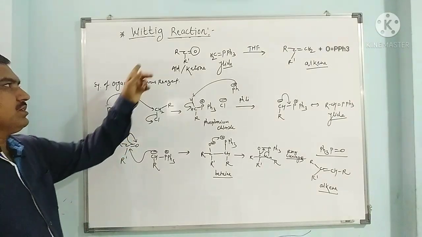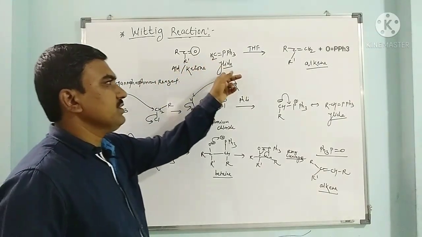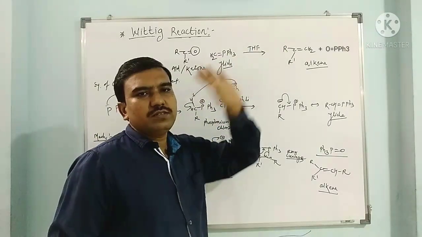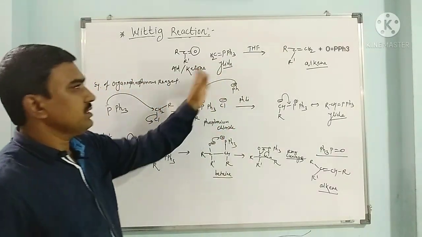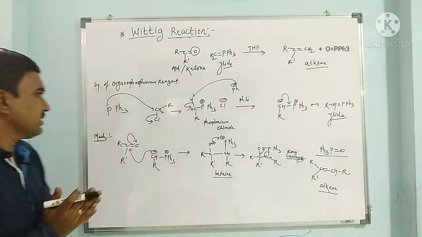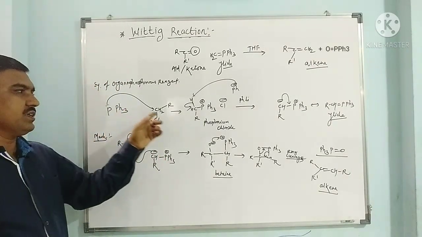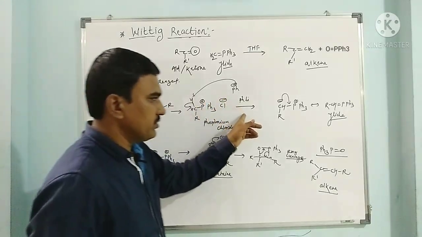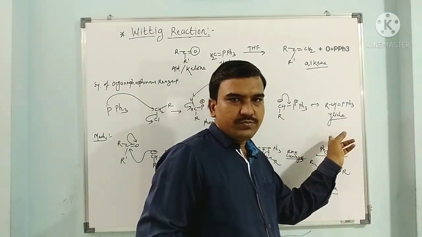So here this carbonyl compound reacts with ylide, gives alkene as a product. This ylide is the organophosphorus reagent. The organophosphorus reagent can be prepared from triphenyl phosphine and alkyl halide, followed by treatment with a strong base, which gives this ylide.